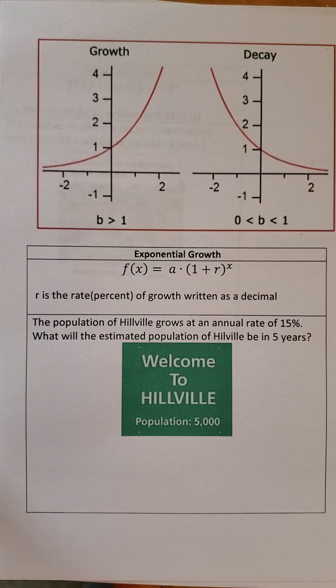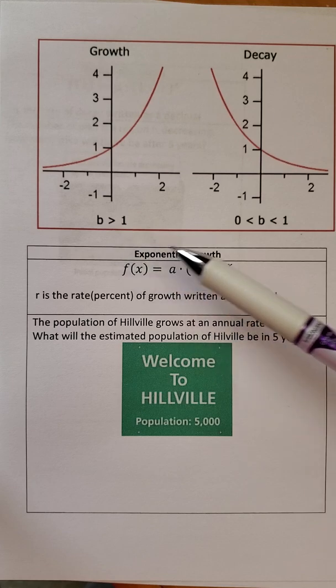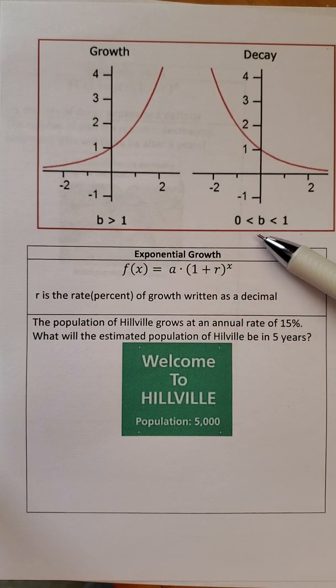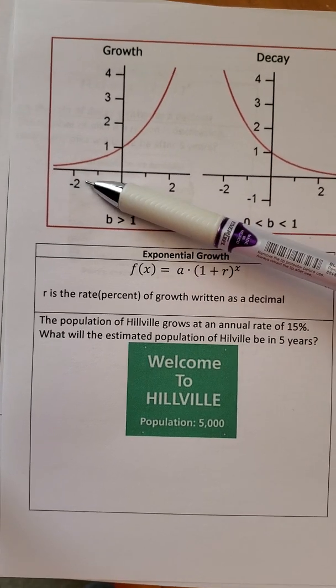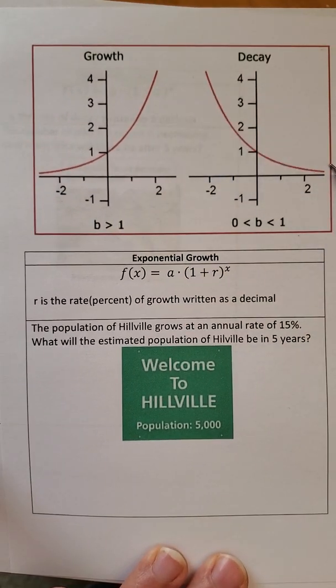Now, previous to this, we've already talked about what growth and decay mean, and this is the key right here to whether it's a growth or decay model, whether you add the rate as a decimal or subtract the rate. So when you're adding the rate, it's growth. That means b is greater than 1. When b, or the rate, is between 0 and 1, it's a decay model. So either we're increasing as x gets larger or we're decreasing.